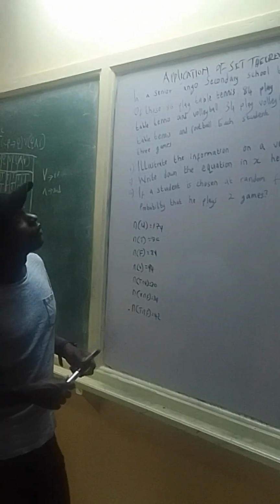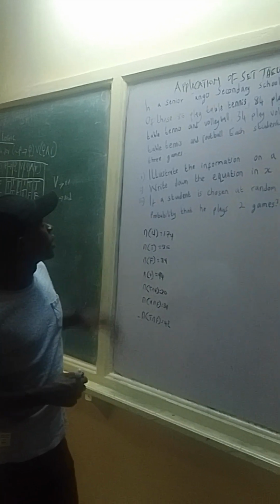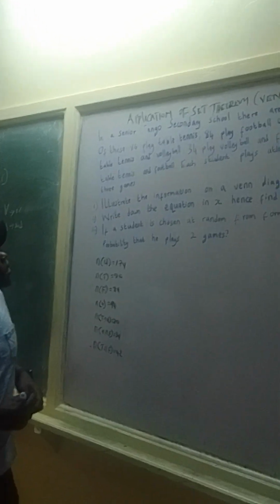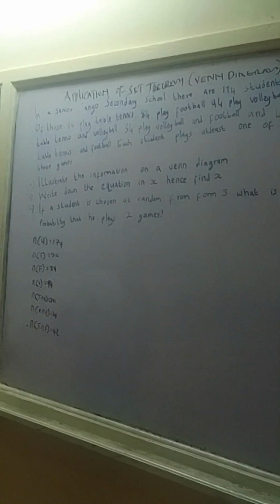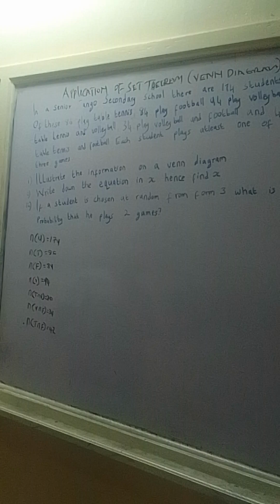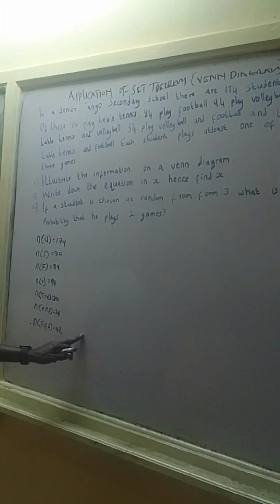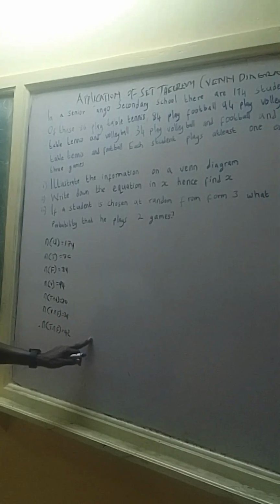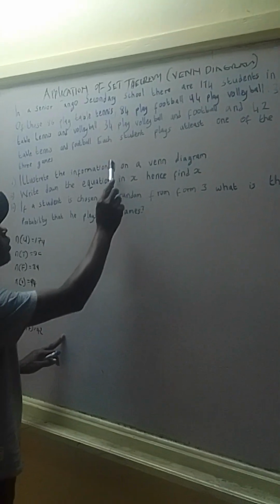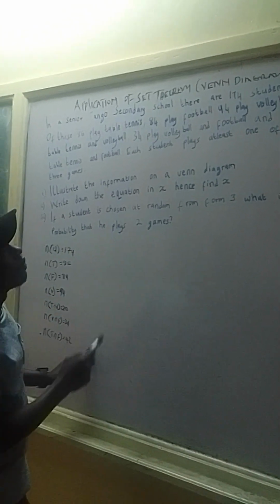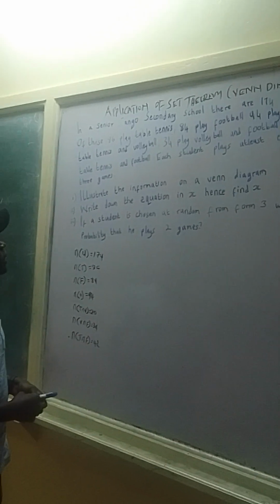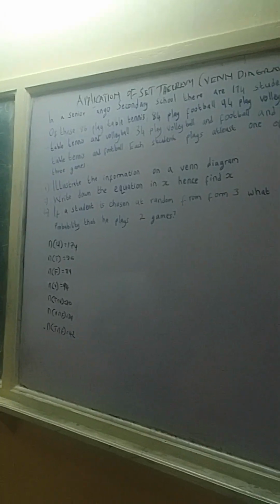Application of set theorem, Venn diagram. An example: in Asmia Sango Secondary School, there are 174 students in Form 3. Of these, 86 play table tennis, 84 play football, 94 play volleyball, 30 play table tennis and volleyball, 34 play volleyball and football, and 42 play table tennis and football.